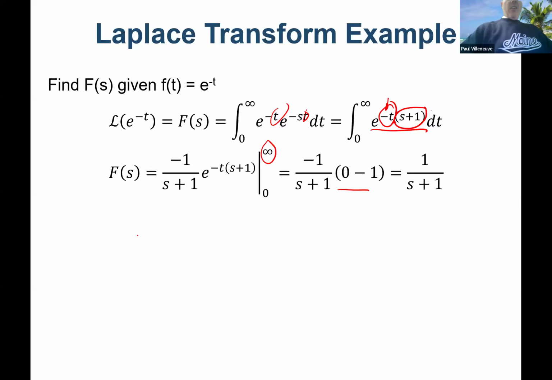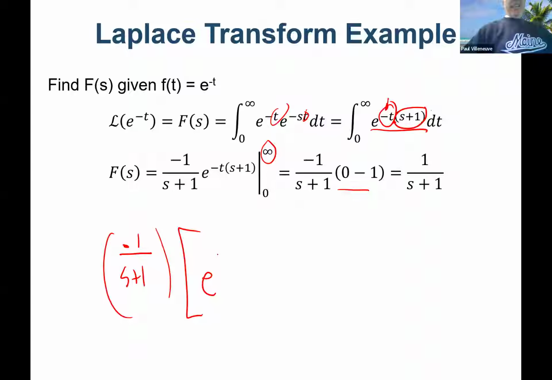So let me write this out a little bit. This negative 1 over s plus 1, that's up front. That's going to multiply e to the minus infinity times s plus 1. Then I'm going to subtract again the evaluation at the lower integration limit.